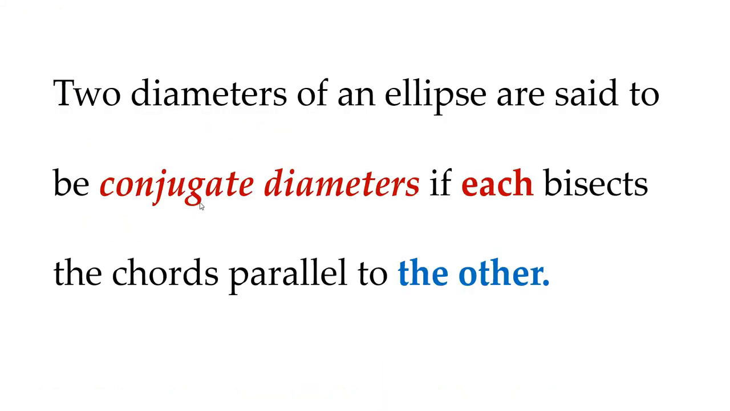So next we have the definition of conjugate diameters. Two diameters of an ellipse are said to be conjugate diameters if each bisects the chords parallel to the other. So we will understand that by this diagram.